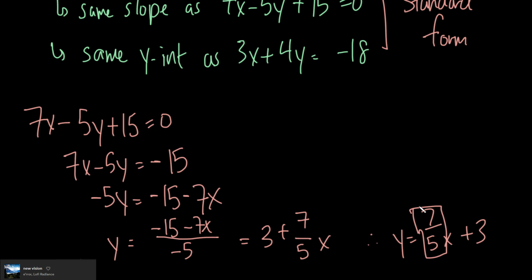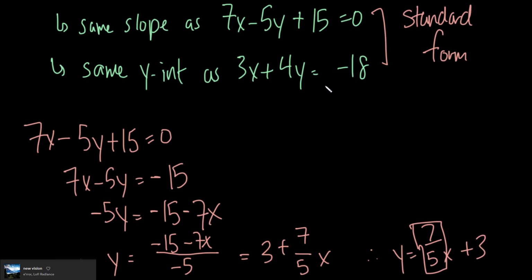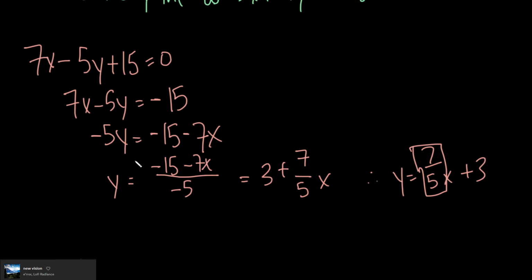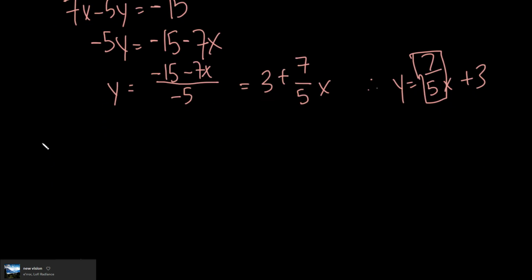And now we want to find the same intercept as this other equation, right? So let's do that. We know our slope, so we figured out our first one. Our slope here, m, is 7 over 5. And now we have to figure out our y-intercept.